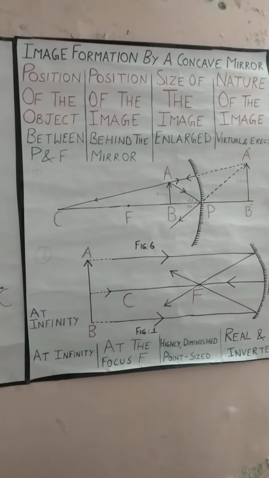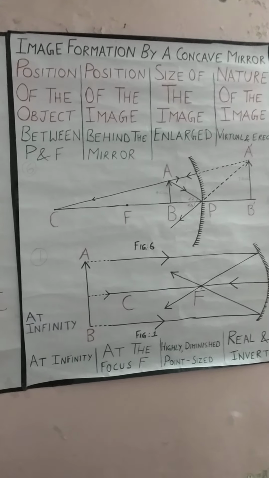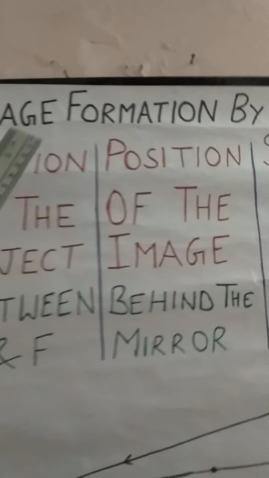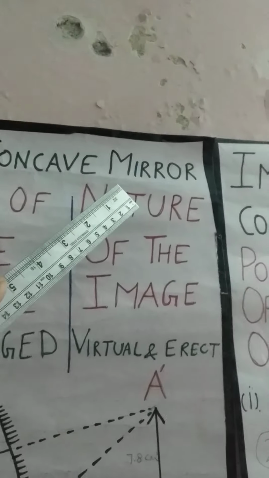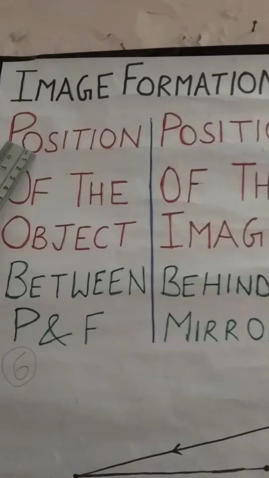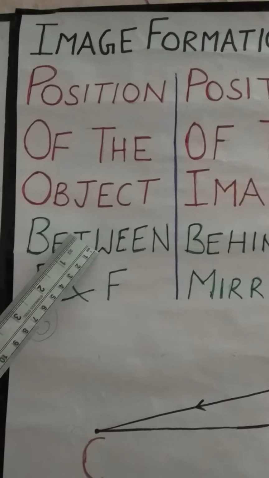Hello students, today I will explain image formation by a concave mirror. There are 6 different positions of the object.